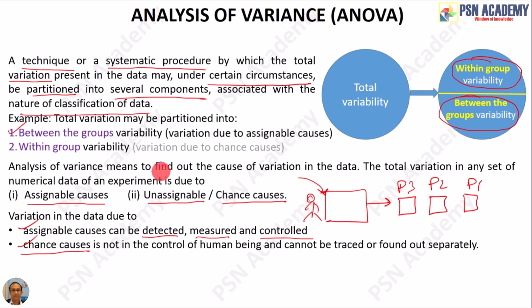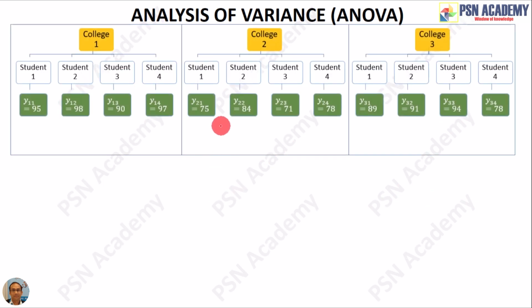Now here you go with the information that between the groups the variation is due to assignable causes, and within each group the variation is due to chance causes. Now we will see shortly what is going on here. Say there are 3 colleges we have randomly selected, and we have selected 4 students, also randomly, from each college, and we want to take an IQ test. So there are 12 students in total, and for the sake of simplicity we have taken 4 students from each college. Actually this count of students from each college may not be the same.